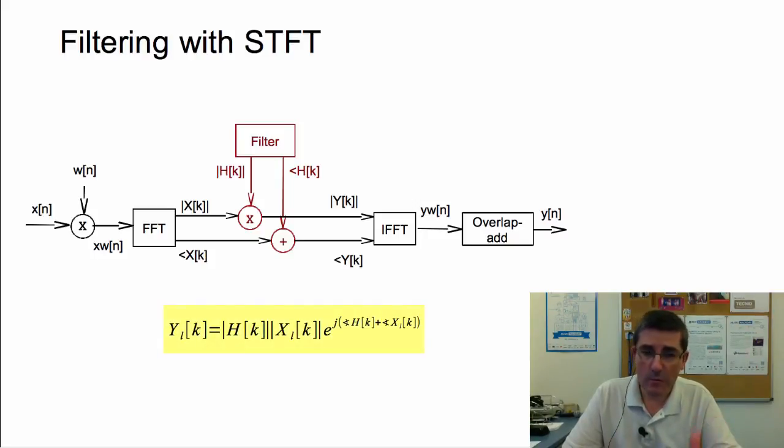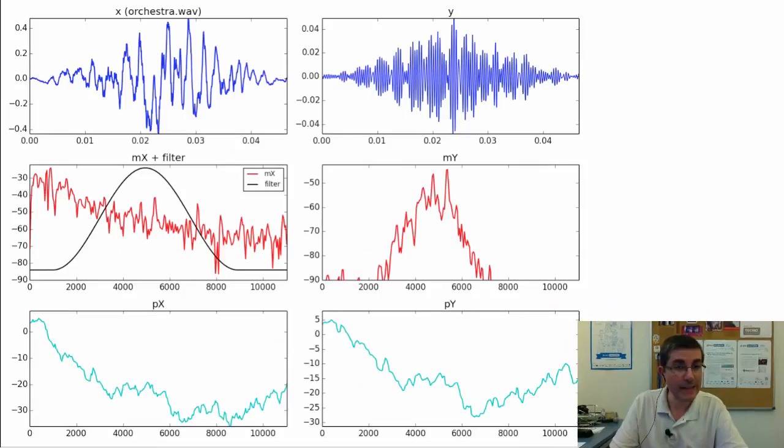So the complex spectrum of the output is equal to the product of the magnitude spectrum of the filter with one frame of the magnitude spectrum of the input sound, and the phases are summed, but again it is the whole phase spectrum of the filter with one frame of the input sound. And then we can perform the inverse FFT and obtain an output sound. So let's see that in practice.